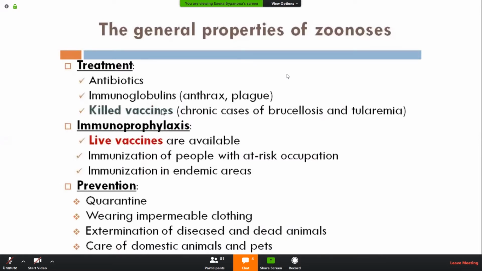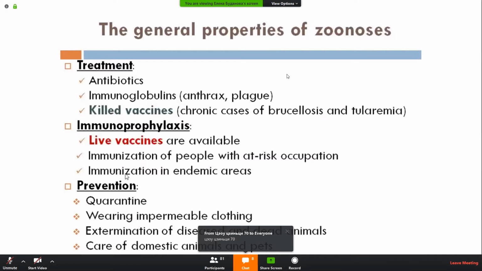There are immune globulins, specific immune globulins. And for chronic cases of diseases like we can see in brucellosis and tularemia, we can employ killed vaccines for treatment together with antibiotics. It is immune antibiotic therapy. Then for prophylaxis in Russia, for example, we use live vaccines. They are not employed for everyone, just for groups of people, for those who live or travel to endemic areas, and for those who have an occupational risk of disease. Such occupations have been mentioned before.